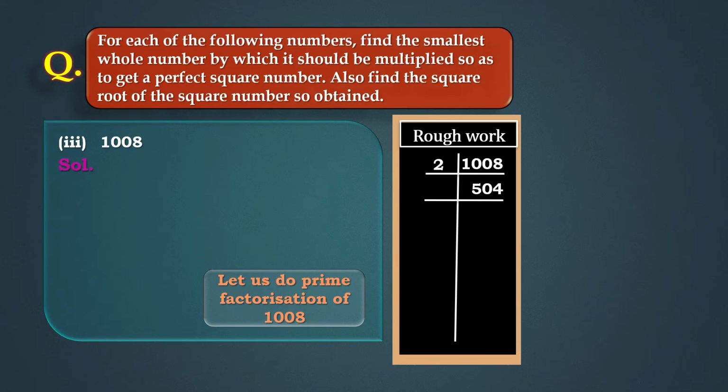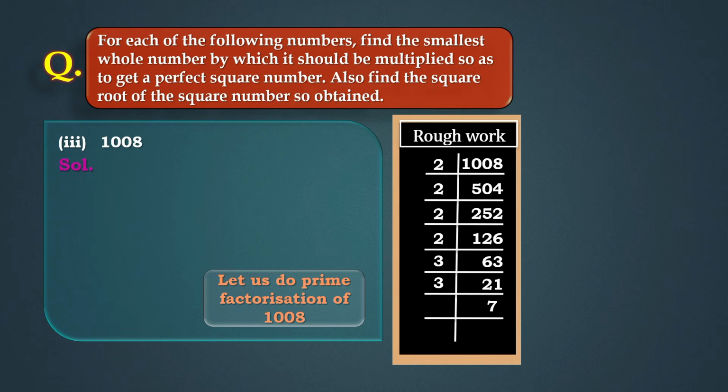1008 divided by 2 gives 504. 504 divided by 2 gives 252. 252 divided by 2 gives 126. 126 divided by 2 gives 63. Now, we divide by 3. 63 divided by 3 gives 21. 21 divided by 3 gives 7. Finally, divide by 7. 7 divided by 7 gives 1.